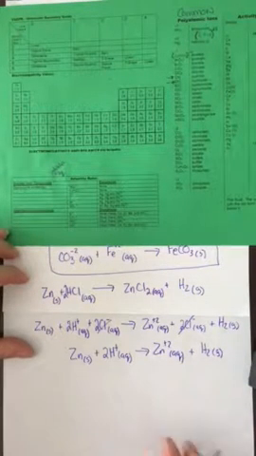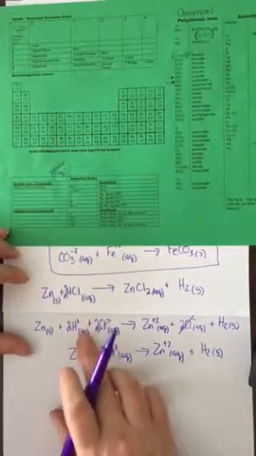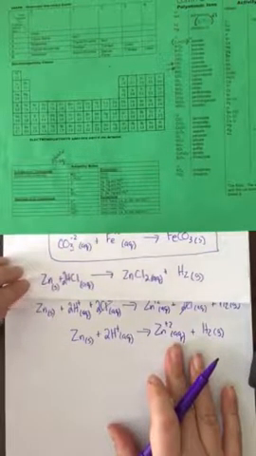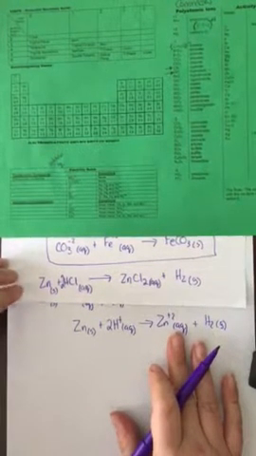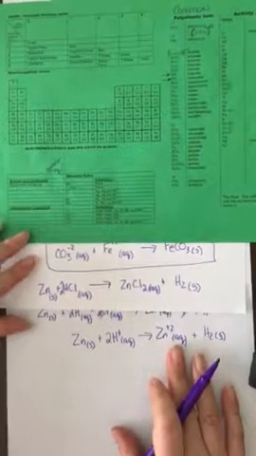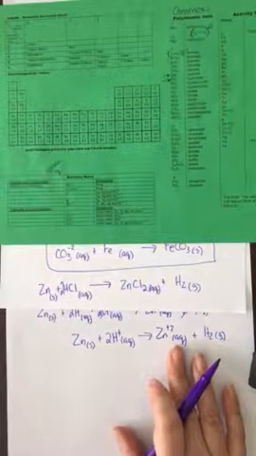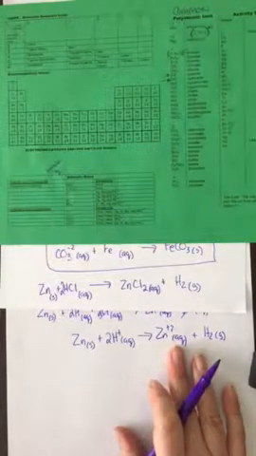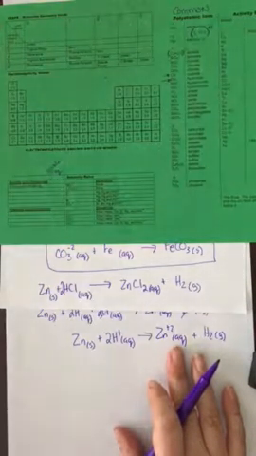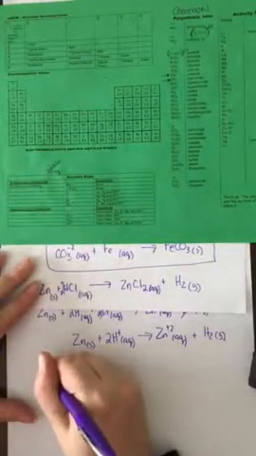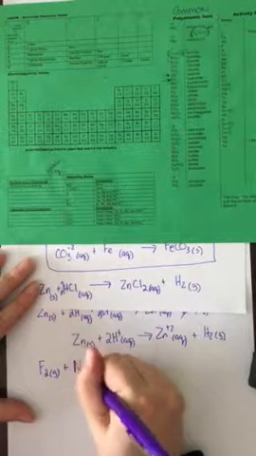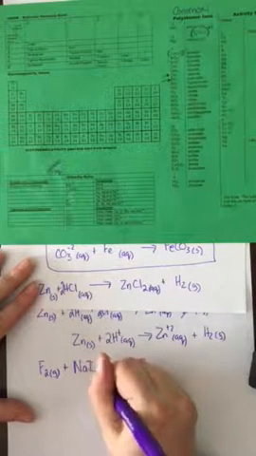We're going to do one more, and we're going to do it the faster way instead of writing everything out. I have to come up with one. Let's come up with one of those non-metal ones. Let's see, what did we do in the last video? I think I did something with F2, which is a gas, plus, let's do NaI. And that's a solid.